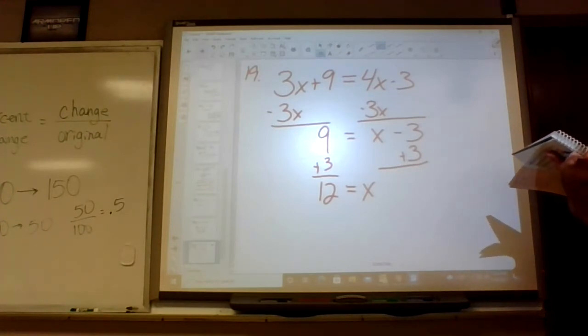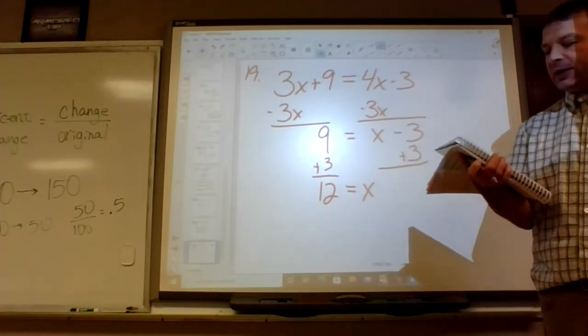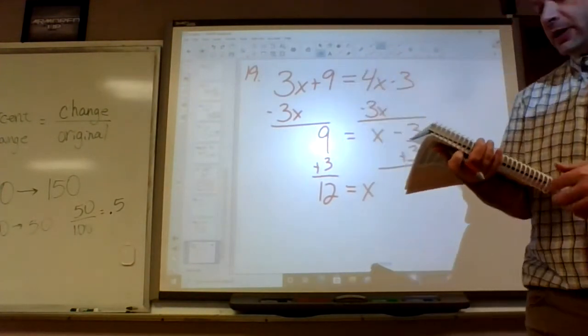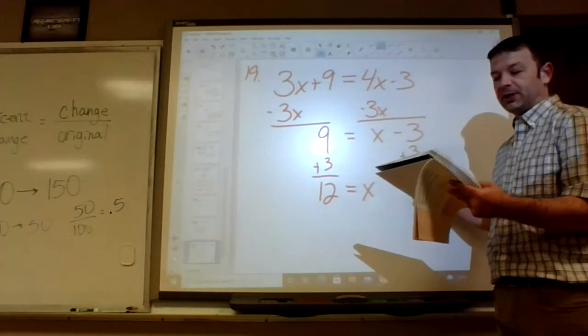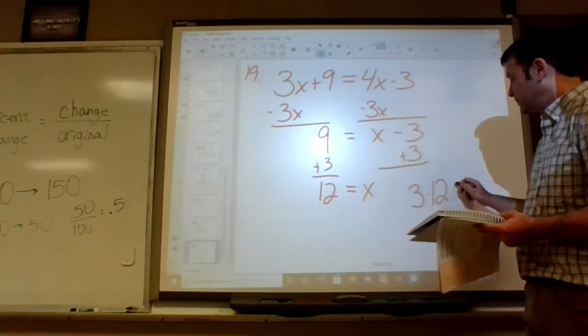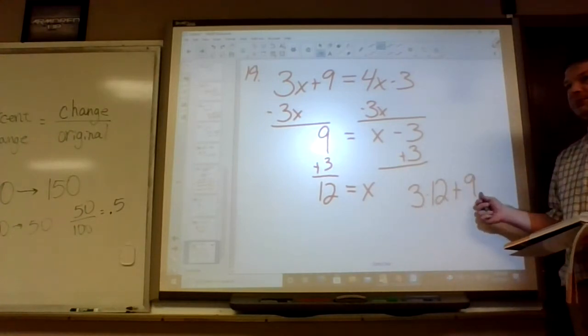And then B says, find the measurement of angle 5. So how do I find it? Plug in x. We just figured out x was 12. If you look at the problem, it says 3 times x plus 9. So it's 3 times 12 plus 9. Okay, 36 plus 9 is 45.